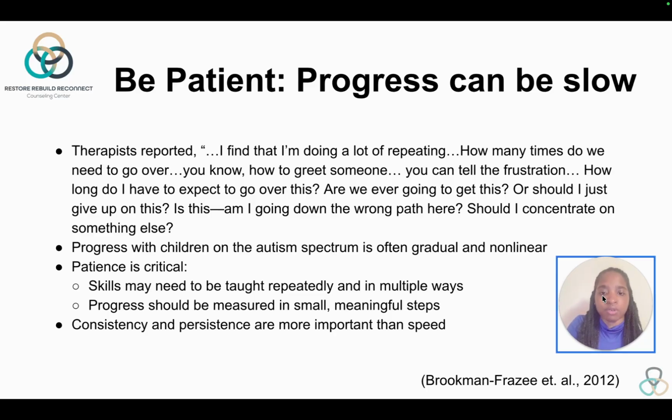But it is important for counselors to remember that progress with children with autism is often very gradual and non-linear. So it's really important to have patience. Some skills might need to be taught repeatedly, over and over again. Something that can help with this is for counselors to try to measure progress in small, meaningful steps, rather than looking at the whole picture all at once. It's also important to remember that consistency and persistence is more important than the speed of treatment.